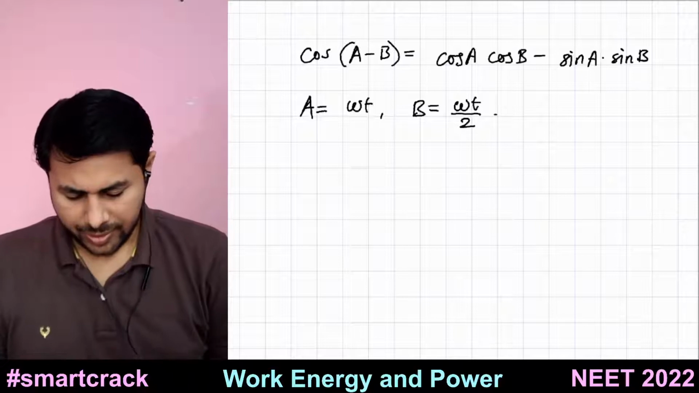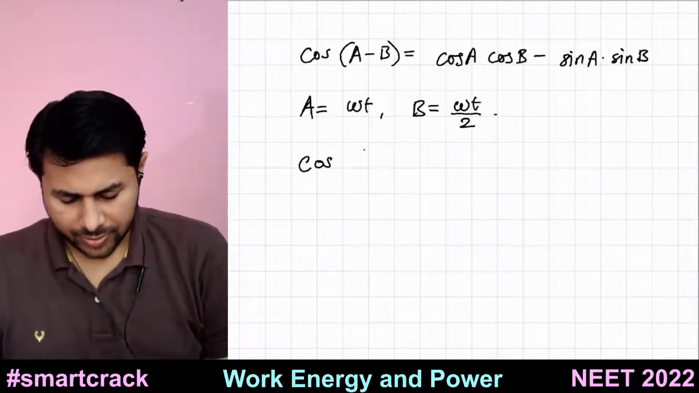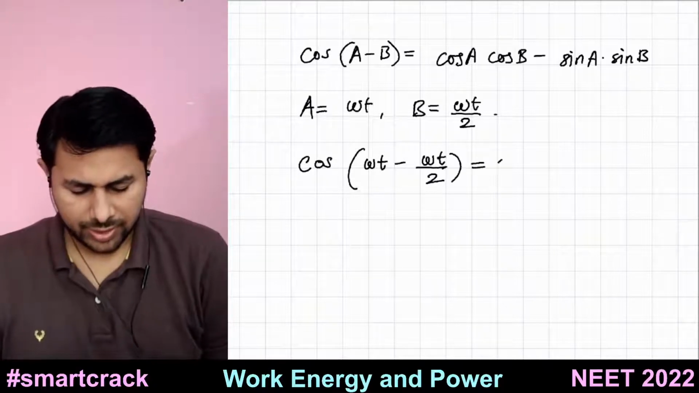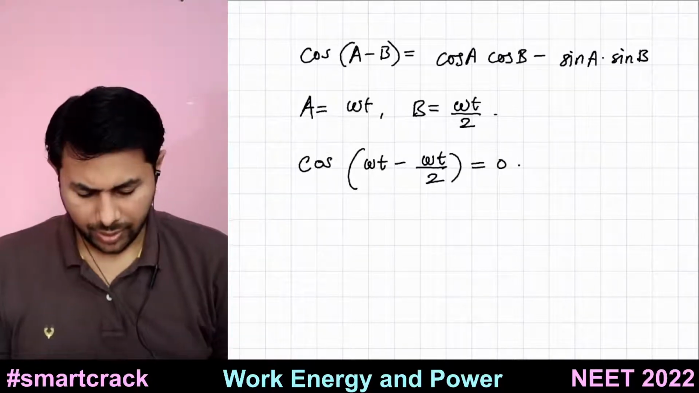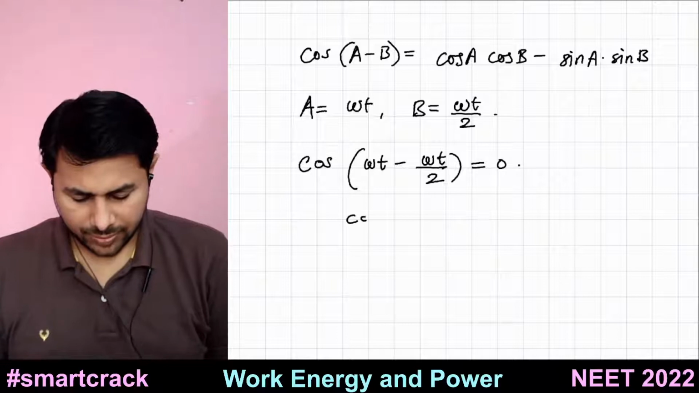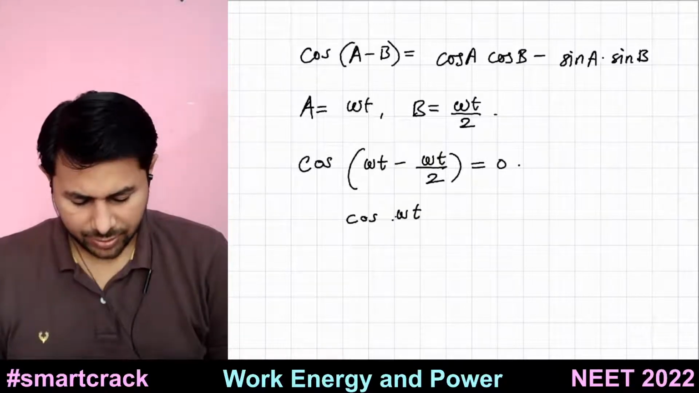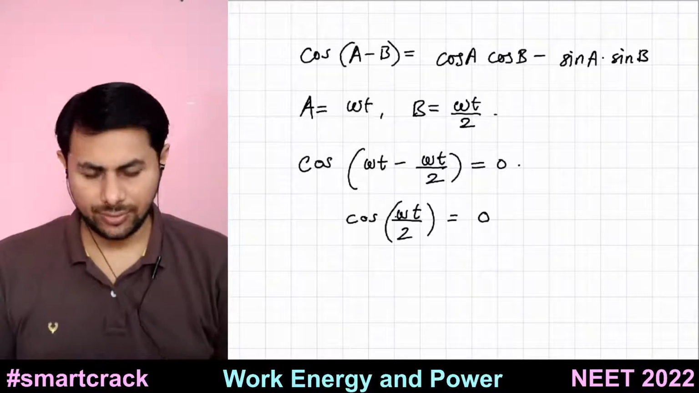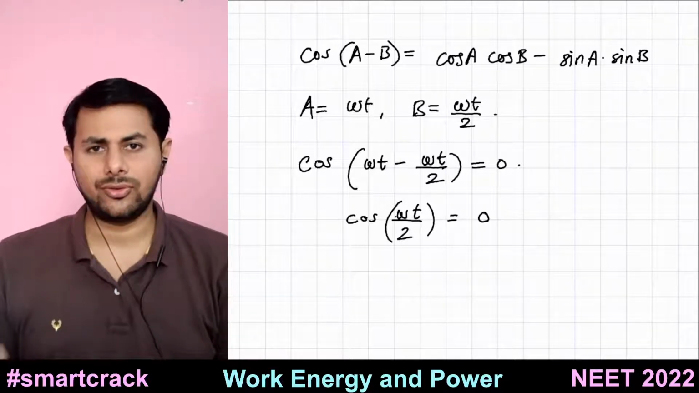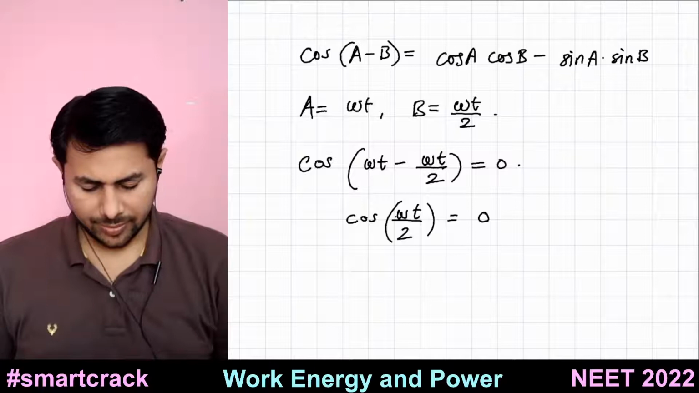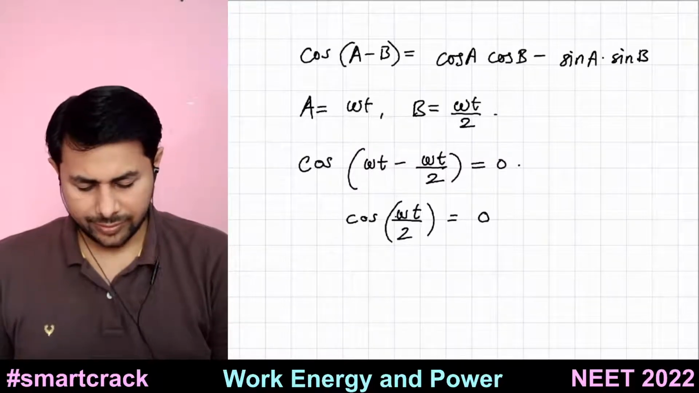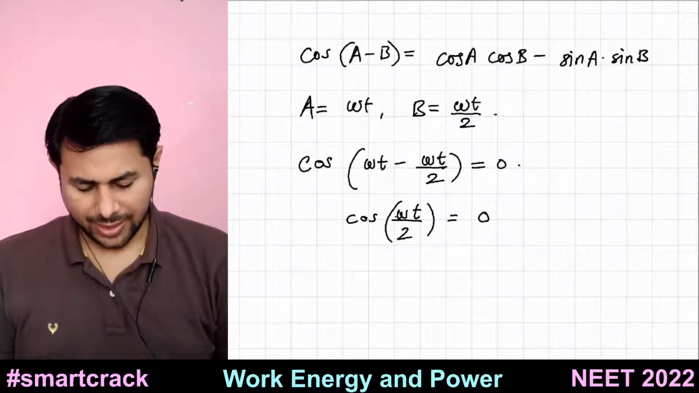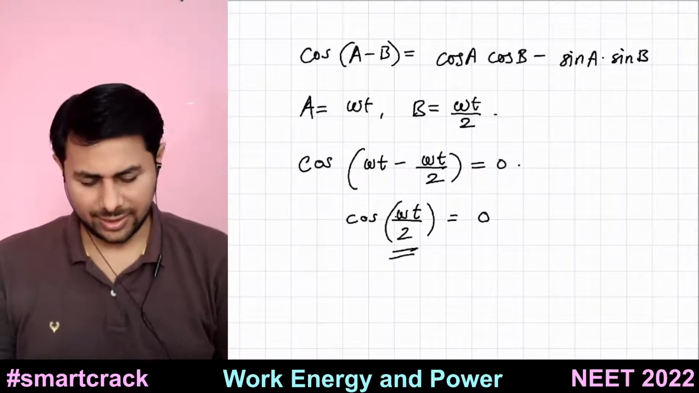And if you substitute that, you get cos of omega t minus omega t by 2 is equal to 0. So it is cos of omega t by 2, because omega t minus omega t by 2 is omega t by 2. So cos of omega t by 2 is equal to 0. That means this angle should be what? We know cos 0 is 1, cos 90 is 0. So this angle must be equal to 90 degrees.